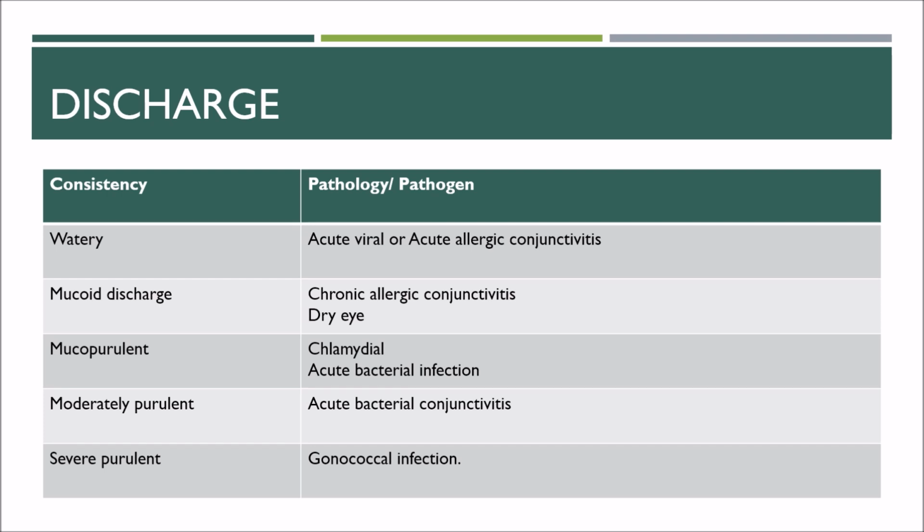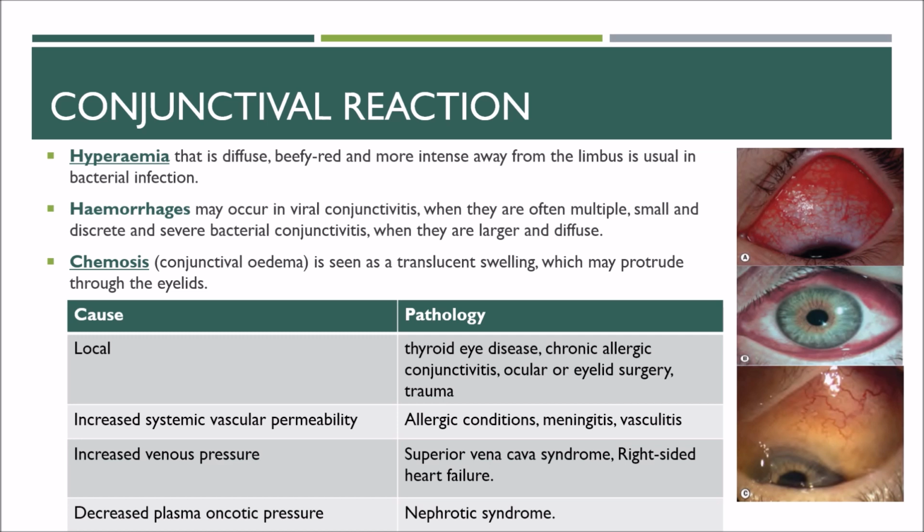Moderately purulent discharge occurs in acute bacterial conjunctivitis, and severe purulent discharge occurs in gonococcal infection. The next feature would be conjunctival reaction. Hyperemia, that is diffuse, beefy red, and more intense away from the limbus, is usually a factor in bacterial infection, as it is shown here in the picture.